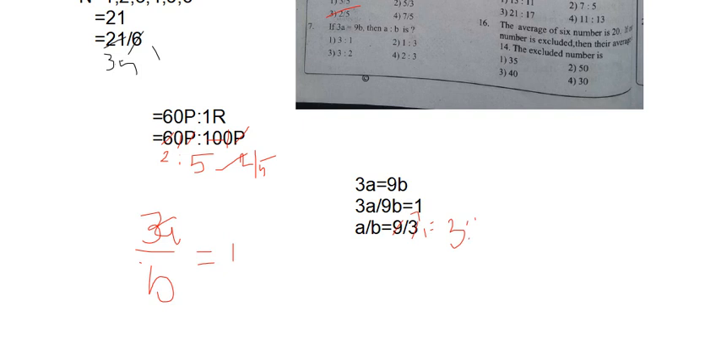Finally, your answer a by b is equal to 3 by 1. That's the answer. 3 by 1 is the option for what? Which option? Option 1. 3 is to 1, that is the option. First one is option 1. Very good. Now, next question.